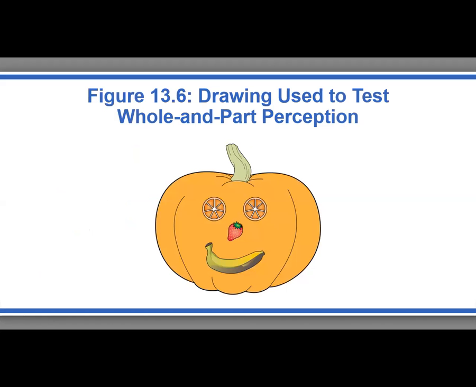So here's a drawing used to test whole and parts perception, right? When you glance at it, the first thing you see is a jack-o'-lantern, right? As you look closer, you realize that it's got 2 oranges as the eyes, a strawberry for the nose, and a banana as the mouth.